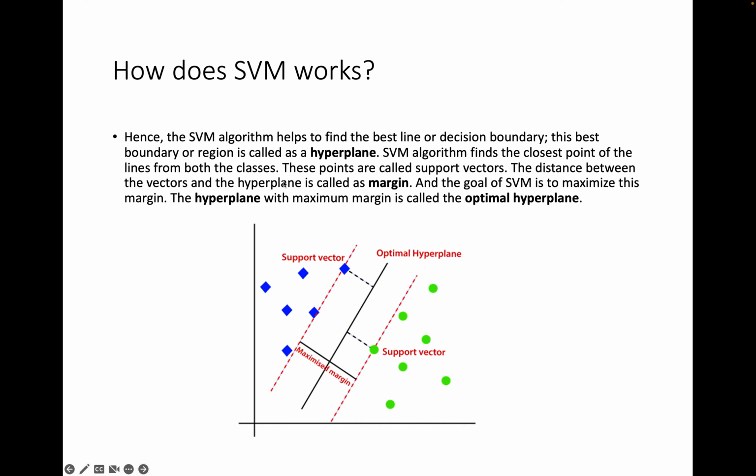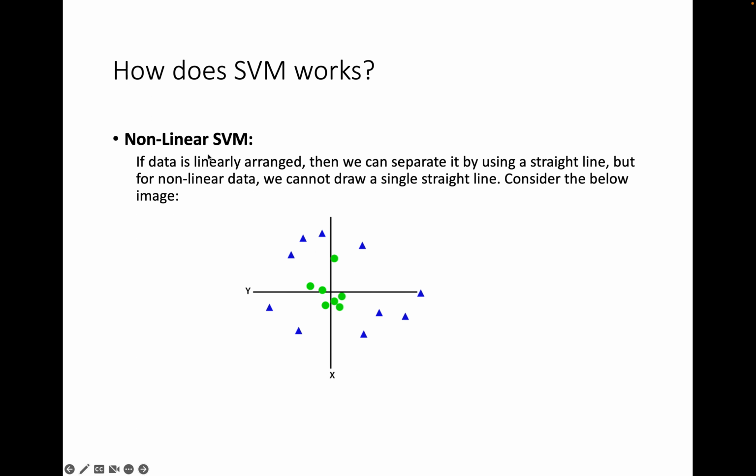Distance between them is called margin, जो आपने 1 - 1 देखा था. And the goal of SVM is to maximize this margin. The hyperplane with maximum margin will be called optimal hyperplane. ठीक है, जो hyperplane में सबसे ज़्यादा margin होगा वो optimal hyperplane बन जाएगा. बरोबर. Next, how does SVM work?